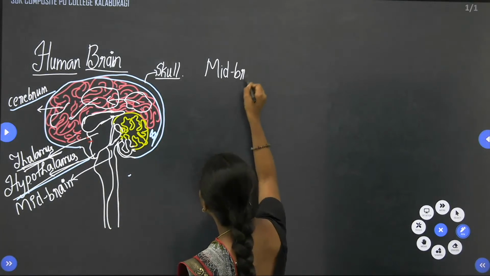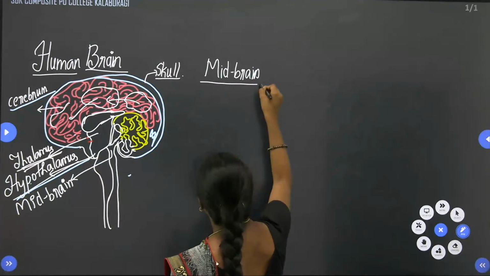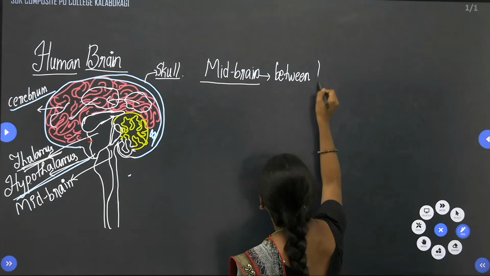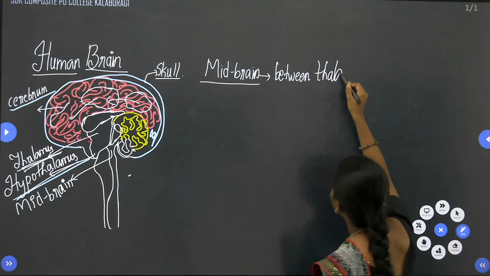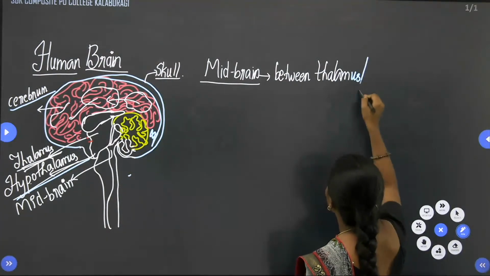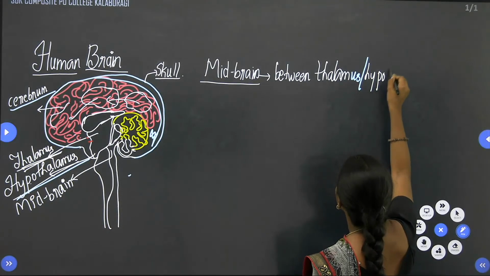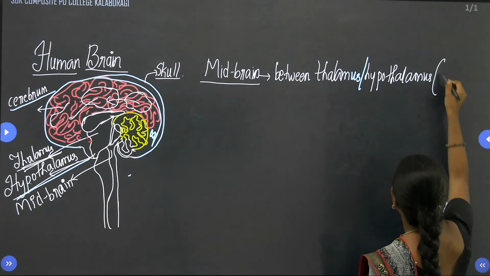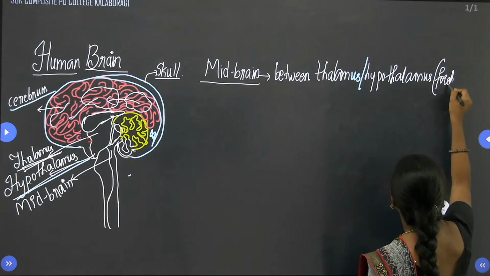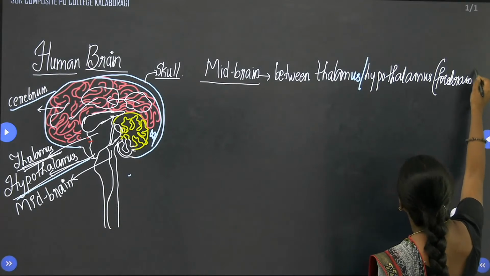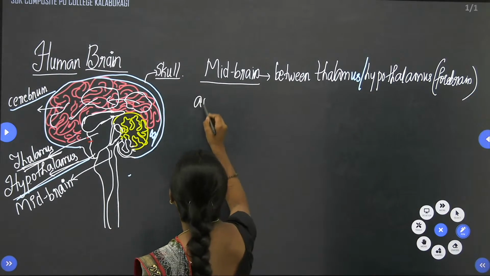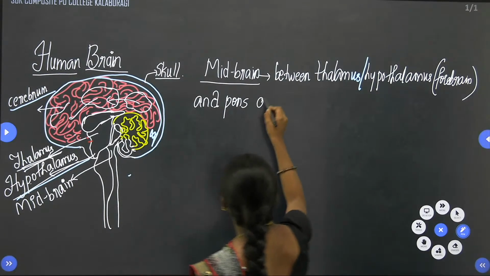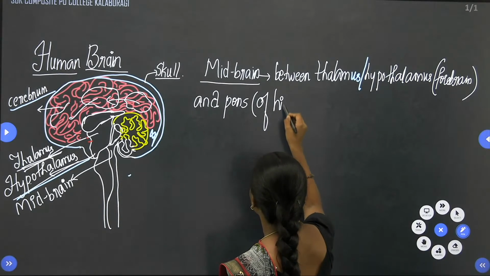The midbrain is the part between thalamus or hypothalamus of the forebrain and pons of the hindbrain.